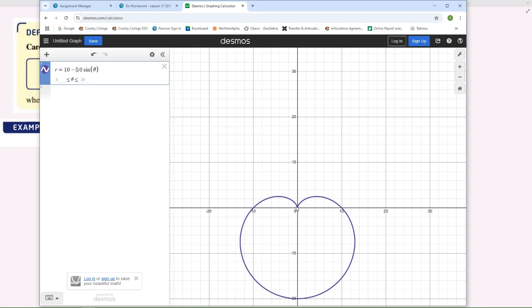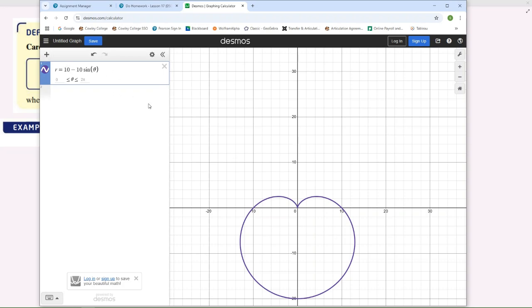The other thing you want to look for in a cardioid is that it's always going to touch the pole, the origin. So that's where the two heart halves meet there at the pole. And it does not create any kind of a loop in there. So a cardioid is always going to look like that, and we've seen the 4 possibilities.